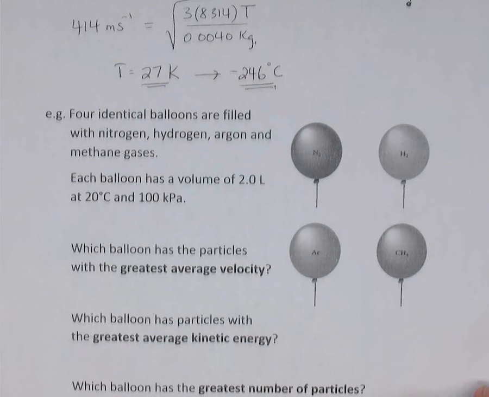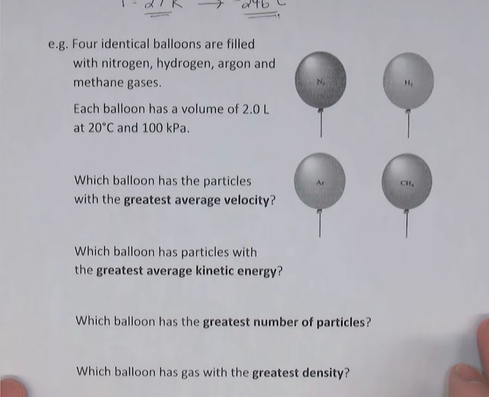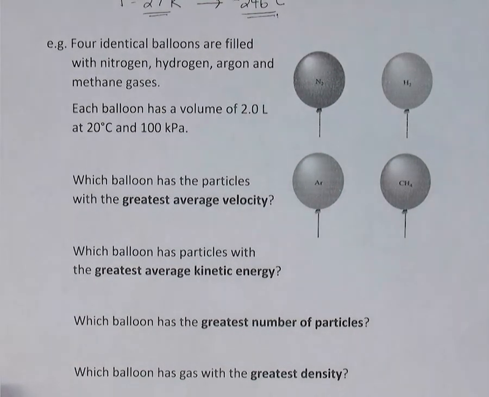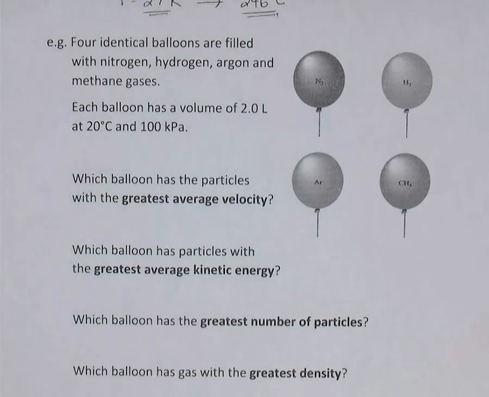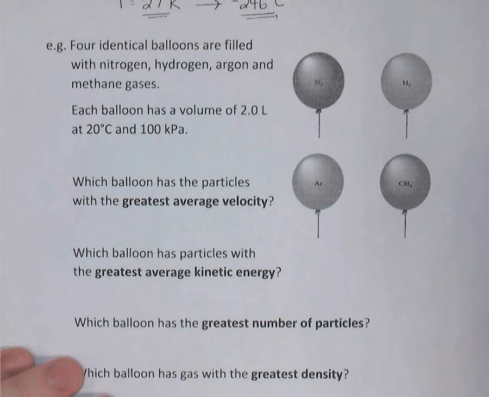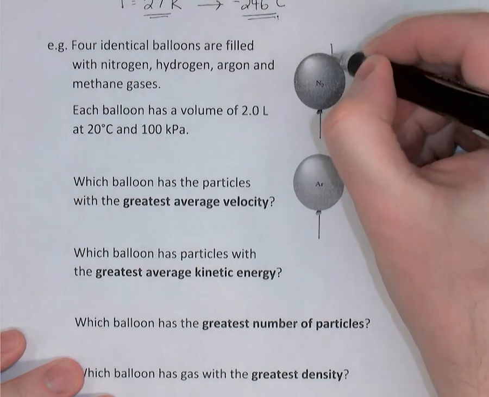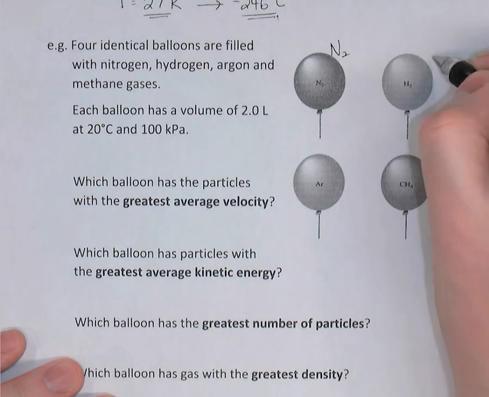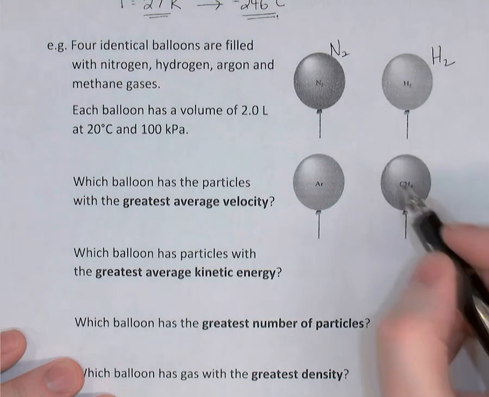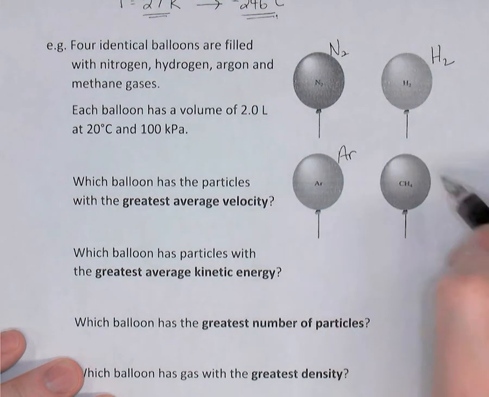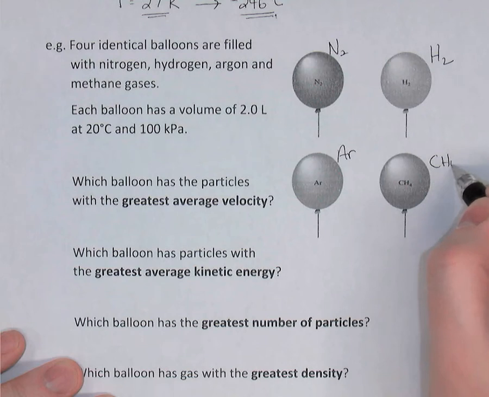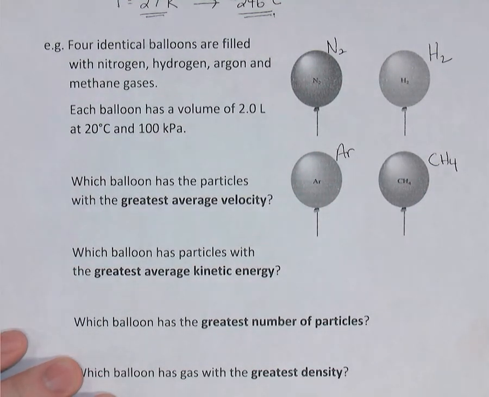All right, we'll finish with a conceptual problem. So don't use a calculator for this. Let's put our calculators away. We have 4 identical balloons. The first one, you may not be able to see the labels, contains nitrogen gas. The second one contains hydrogen gas. The third one contains argon gas. And the fourth one contains methane gas, CH4.